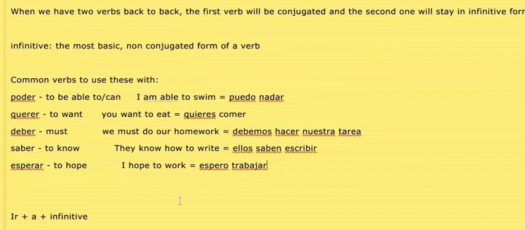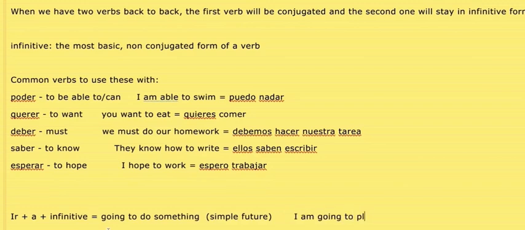Now we're going to go over a couple more combos, which is ir plus a plus infinitive and tener plus que plus infinitive. And so essentially, ir plus a plus infinitive means going to do something, or it's also known as the simple future. So for example, if I were to say, I am going to play, what we do is say voy a jugar. So you can see jugar staying in its infinitive form.